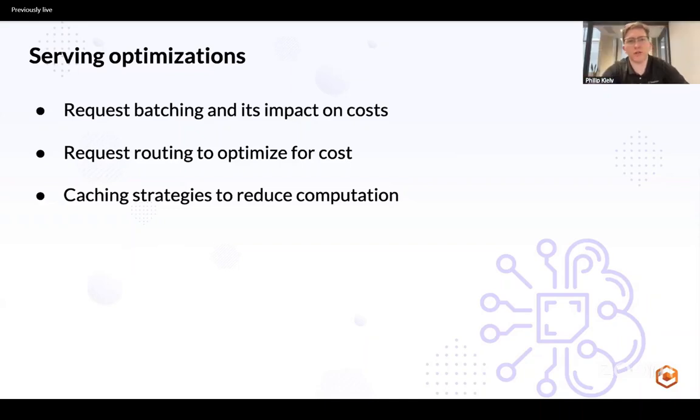So I actually just gave a talk on this at NVIDIA GTC last week on how to use TensorRT-LLM in particular to implement a bunch of these serving optimizations.